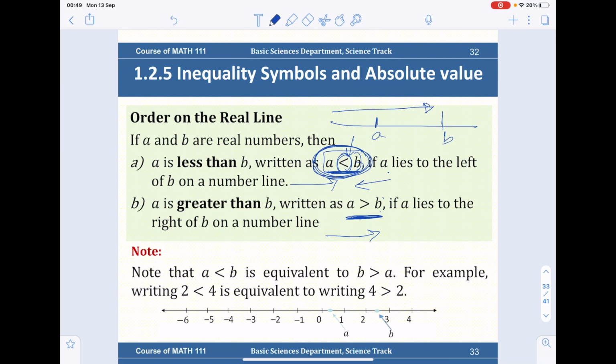Okay. So as you can see here, we have the left numbers, then we have 0, then all the right numbers. So we can say that 4 is more than 2, or greater than 2, okay? And 2 is less than 4.